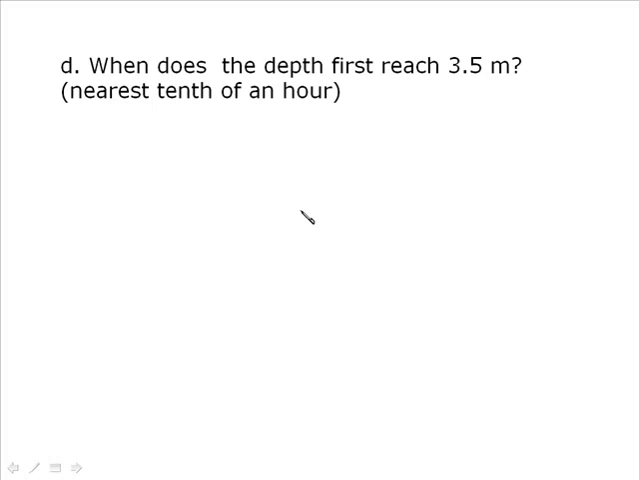Now the next question, D, is where things get even more complicated. When does the depth first reach 3.5 meters? So this is problematic because we need to find x when y is equal to 3.5. And our calculators are not set up to do that directly. And if you did it algebraically, that is, if you replaced the height with 3.5 and solved for x, you would have a very complicated trig equation on your hands.